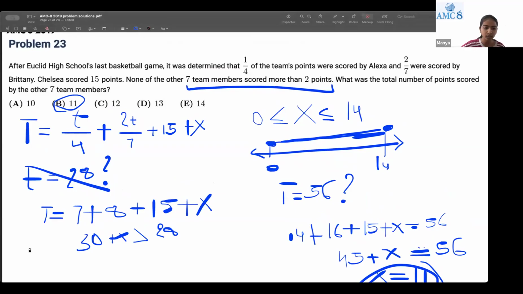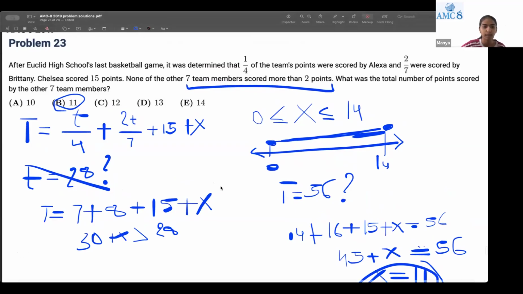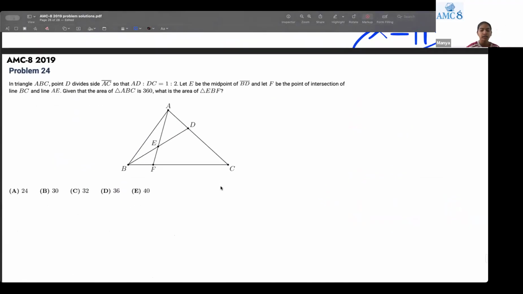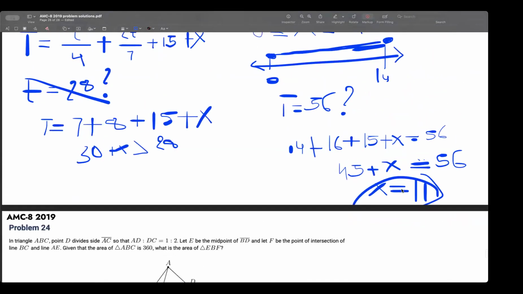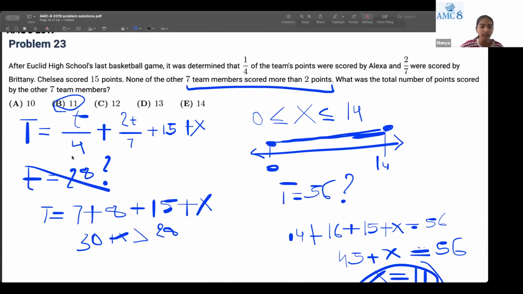Does anyone have any questions on this problem? Okay, if no one has any questions, why 28? It's because it's the least common multiple of 4 and 7. And we want it to be the least common multiple of 4 and 7 because they told us that 1/4 of them were scored by Alexa and 2/7 were scored by Brittany. And so the least common multiple, because we want the denominators to be the same. And so t is equal to 28 because once again, it's the least common multiple of 4 and 7.